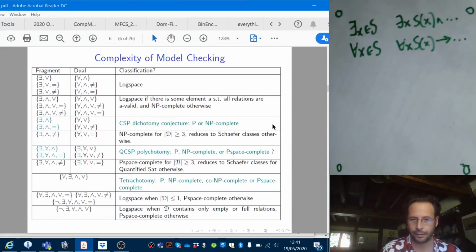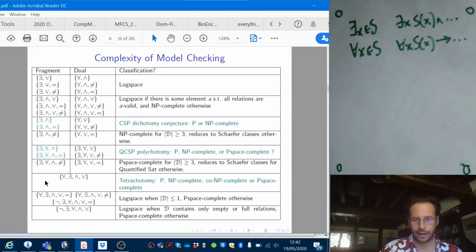It was proved independently by Bulatov and Zhuk. And there is a split dichotomy between P and NP complete for exists and equals. So for example, for all and or and not equals, there would be a corresponding dichotomy between P and co-NP complete. So that's one of the areas we can solve. It was obviously a difficult open question. There are many other fragments where it's quite easy to see a dichotomy or a simple classification.